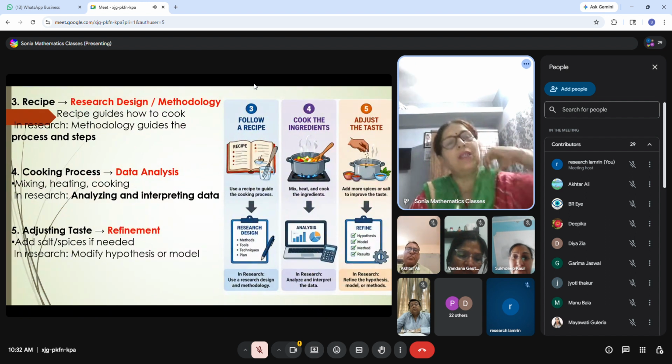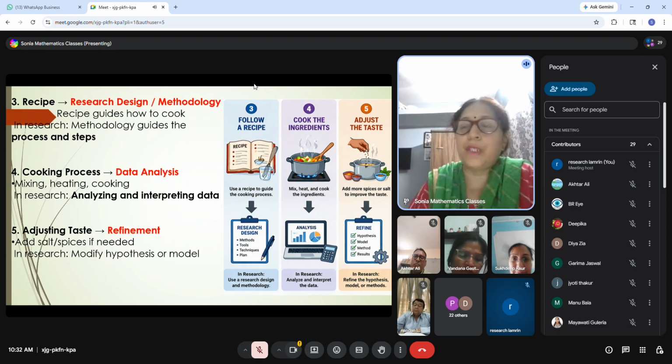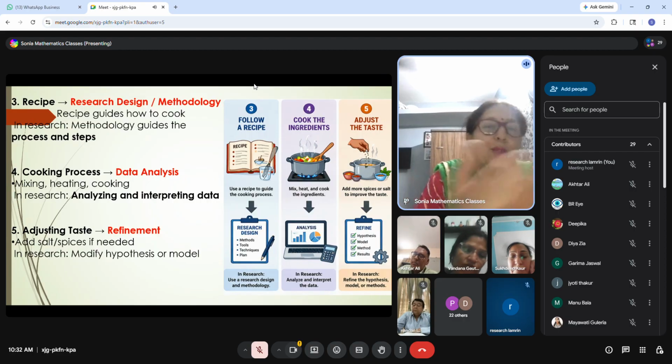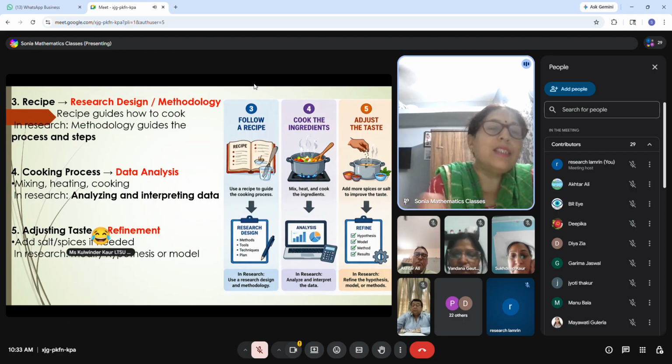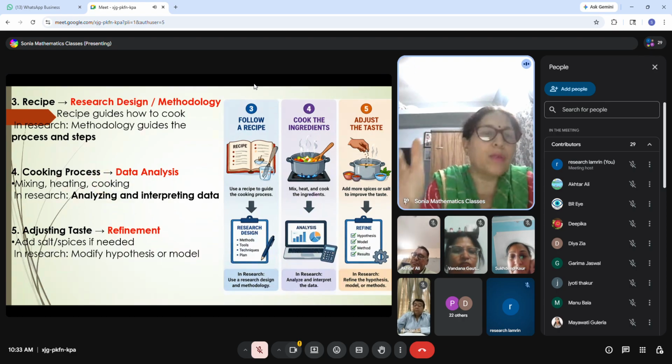And recipes, a recipe guides how to cook. एक स्टेप बाय स्टेप हम चलते हैं, सिस्टमेटिकली फॉलो करते हैं. ये तो नहीं कुछ भी फटाफट डाल दिया, जैसे पहले सब्जी डाल दी, बाद में प्याज डाल दिया, ठीक है, तो वो तो कुछ भी नहीं बनेगा, कुछ और ही बन जाएगा. ठीक है, तो सेम इन रिसर्च, methodology guides the process and steps. So a particular methodology we have to follow.